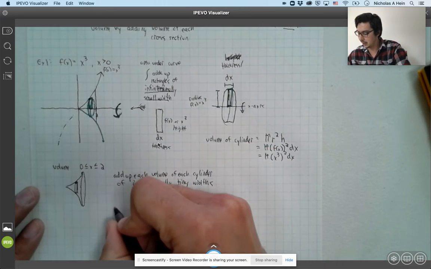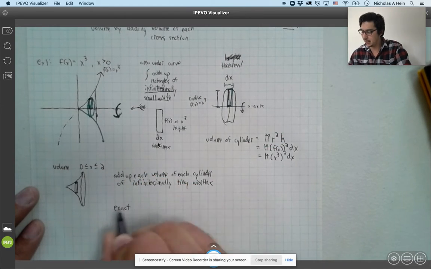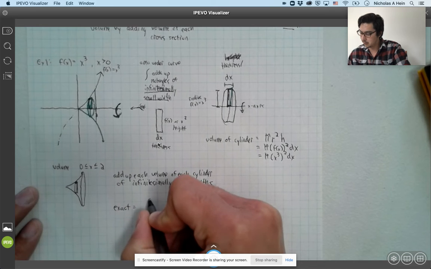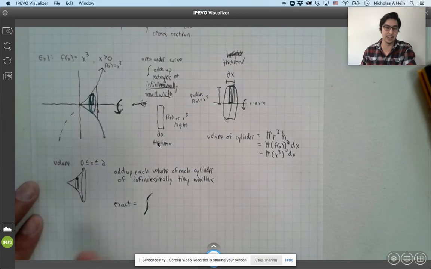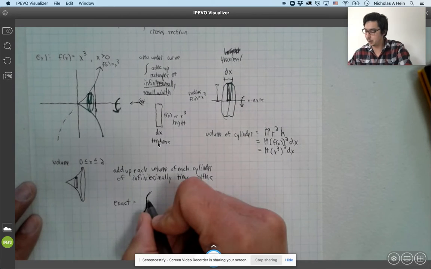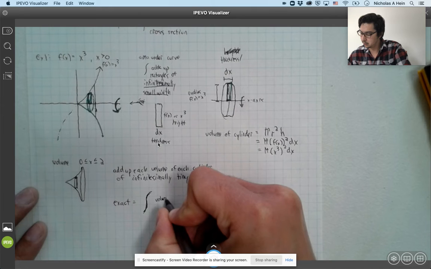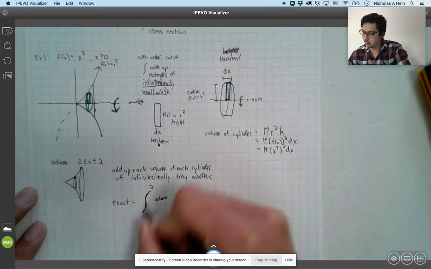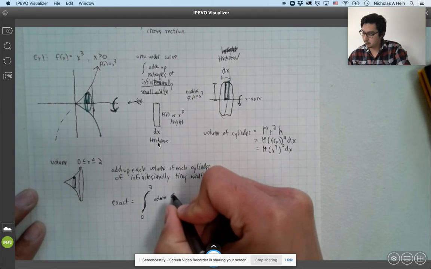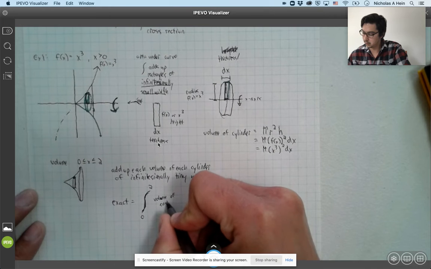So to get the exact volume here, how do you add up all of them? We're going to add them up, and that is the integral, or again, a summation. So we have to add up the volume of each cylinder, going from 0 to 2.